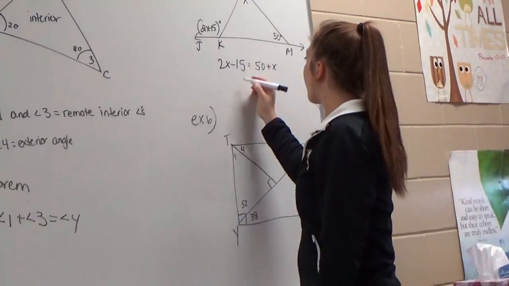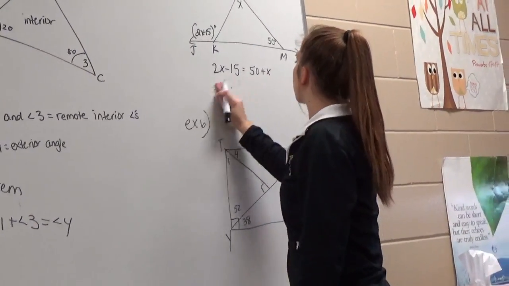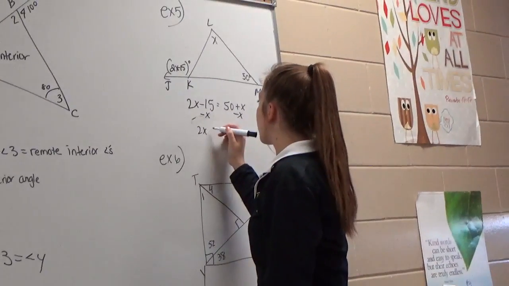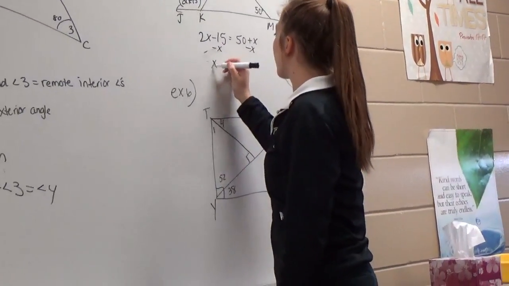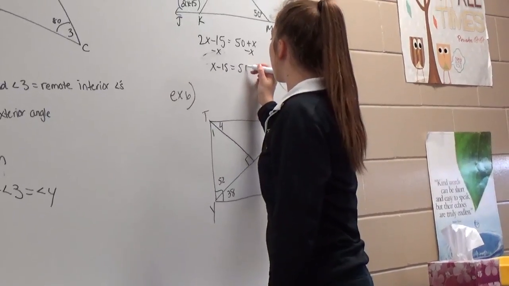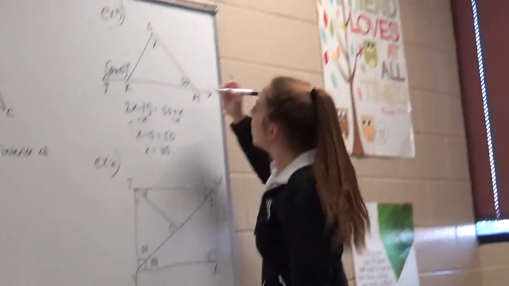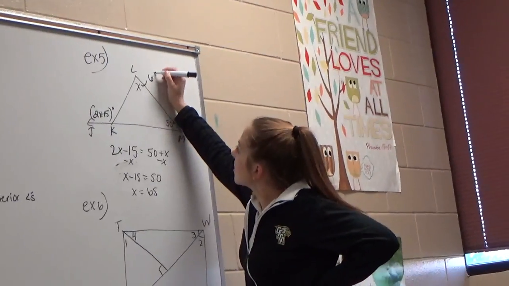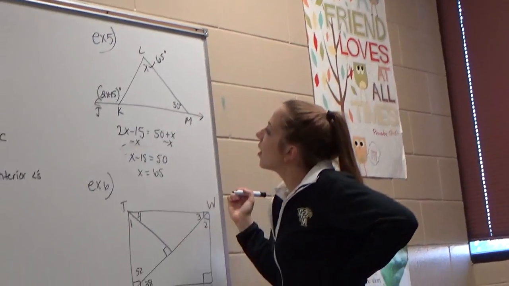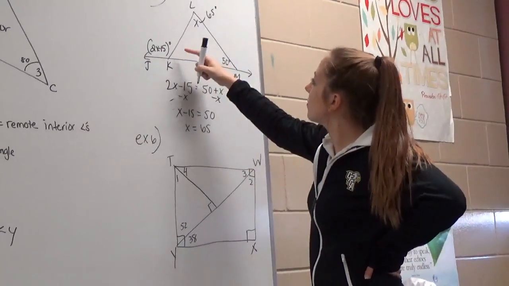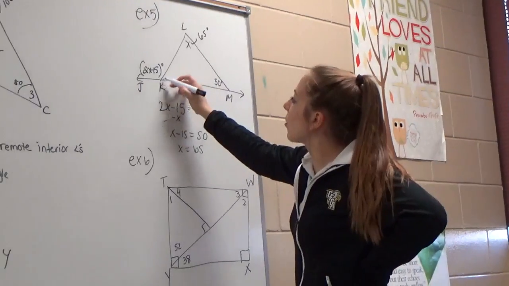So now we just solve for this. We'll subtract x from both sides: 2x minus 15 equals 50, x equals 65, right? Now we know that this is 65 degrees. Is that all we're figuring out? No, now we want to figure out this one. This is angle K, basically.